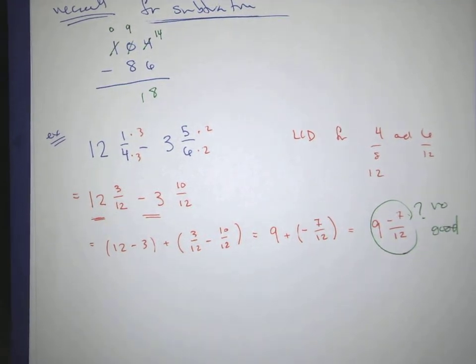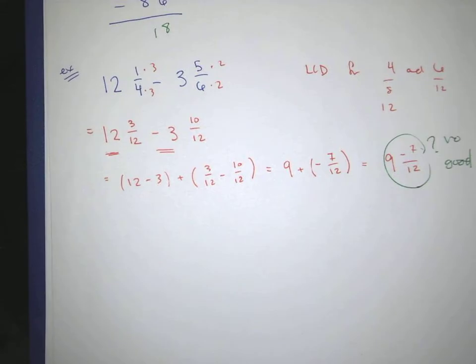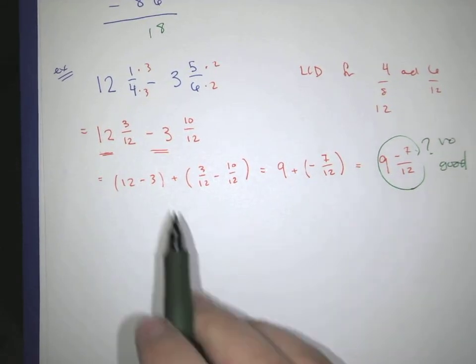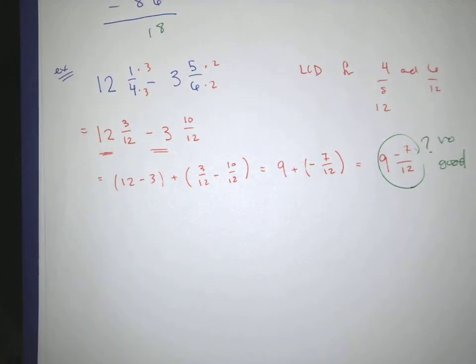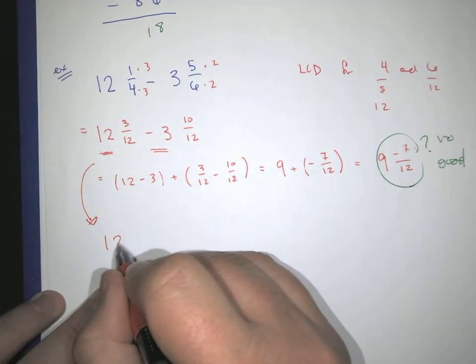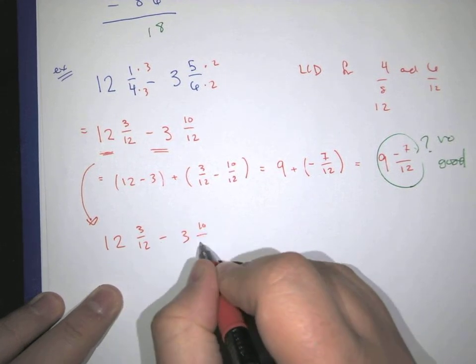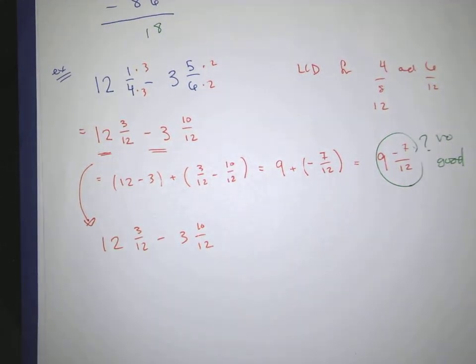But how am I supposed to do this subtraction and avoid this? How am I supposed to not get a negative here? I've only got 3 over 12, and I'm trying to subtract away 10 over 12. Let's reboot this for a second. So this is 12 and 3/12 minus 3 and 10 over 12. So let's take a step back. Let's look at this.